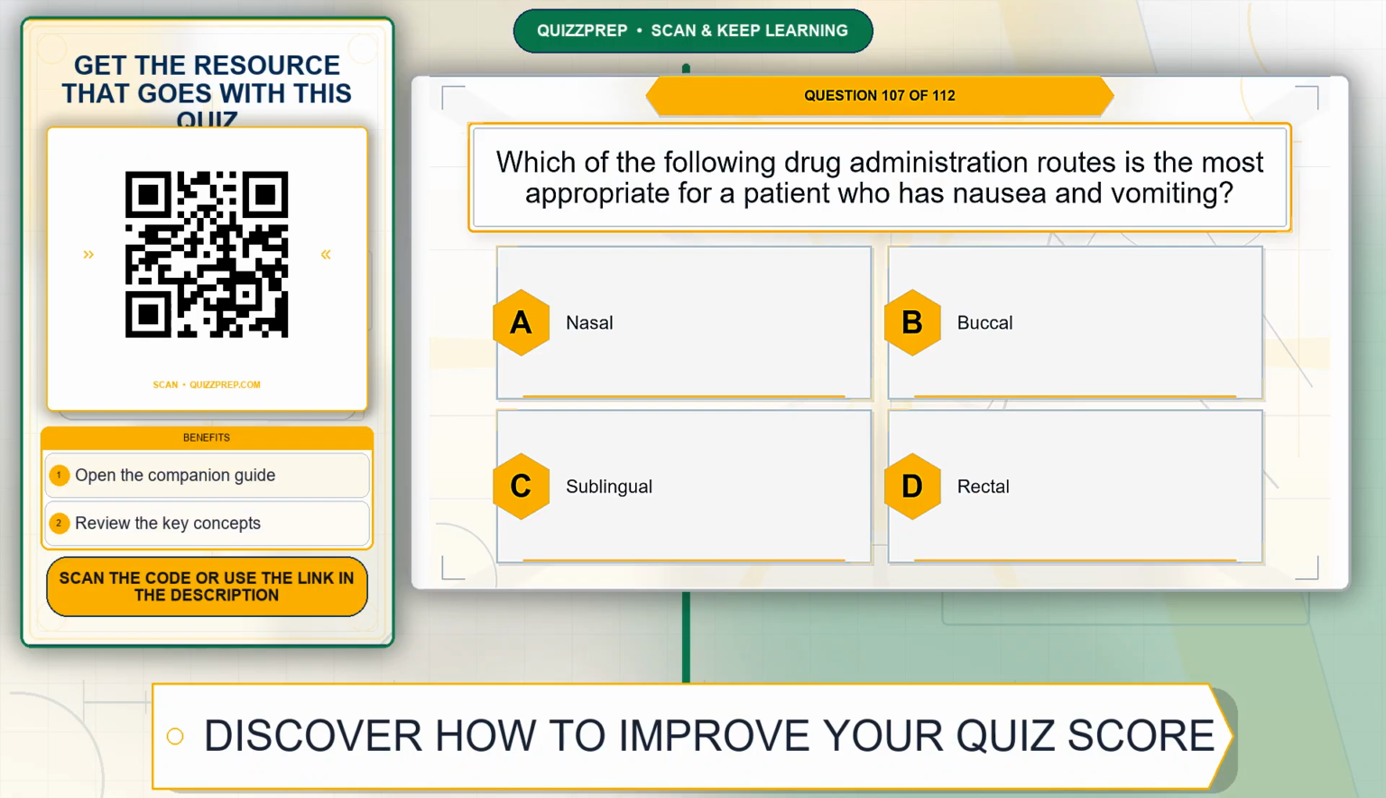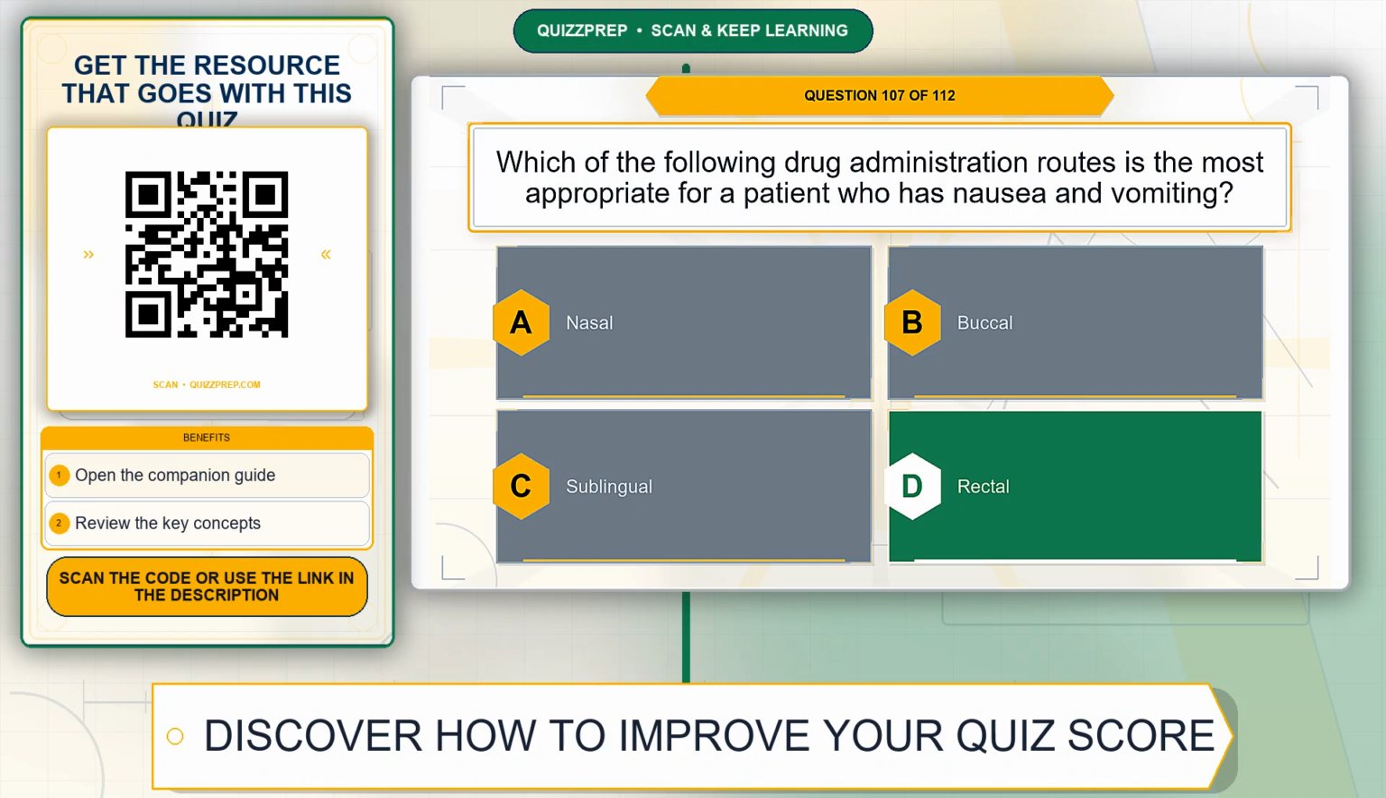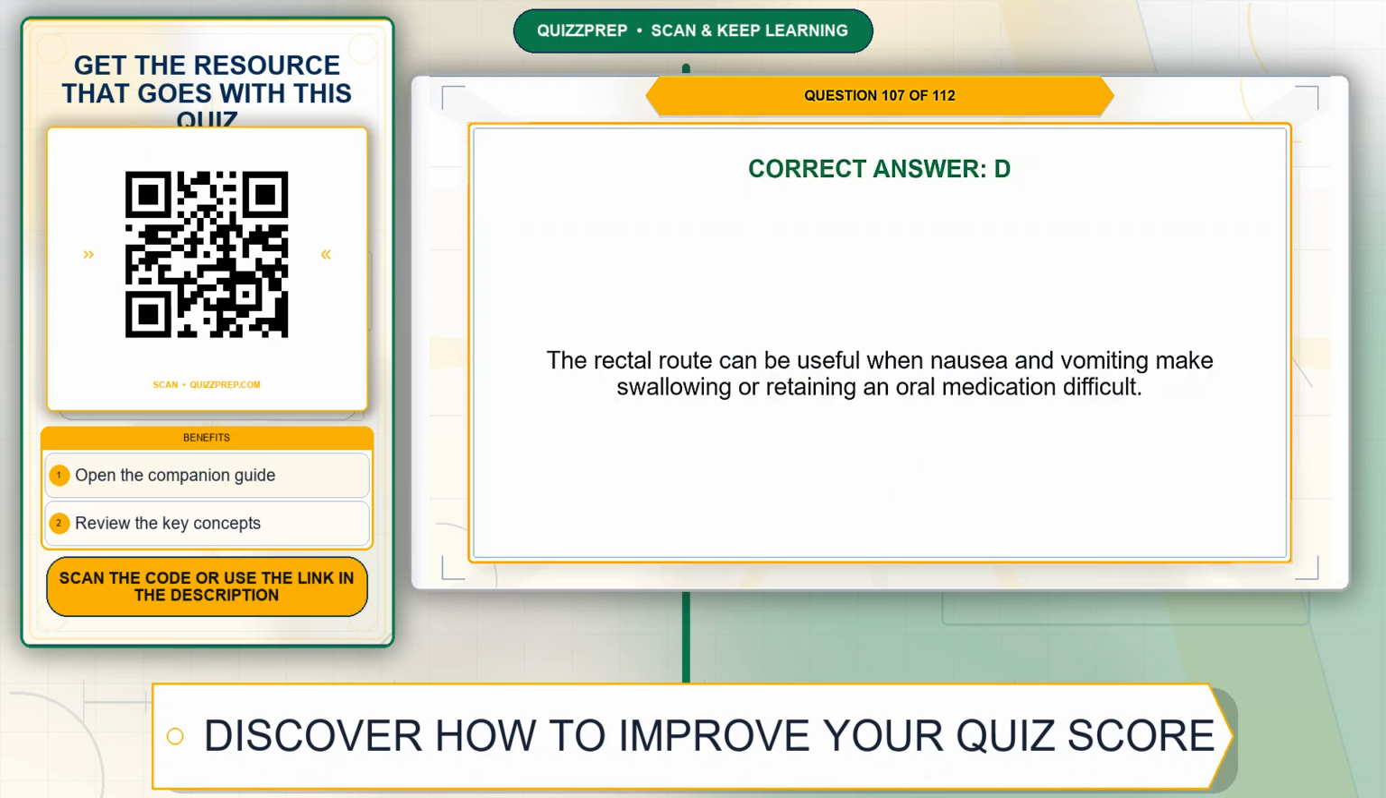Question 107. Which of the following drug administration routes is the most appropriate for a patient who has nausea and vomiting? Option A, nasal. Option B, buccal. Option C, sublingual. Option D, rectal. The correct answer is option D, rectal. Explanation. The rectal route can be useful when nausea and vomiting make swallowing or retaining an oral medication difficult.